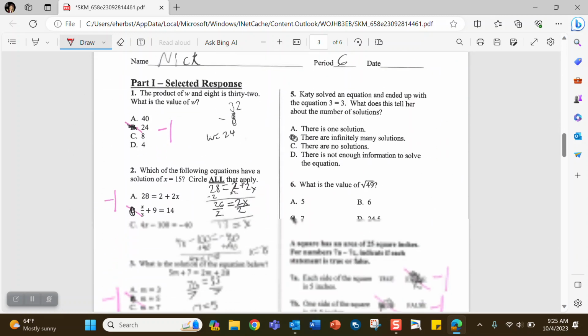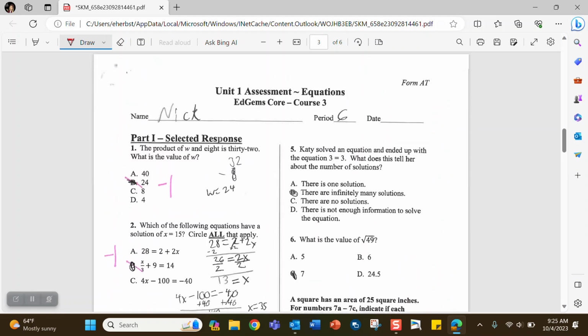Okay, let's move on to the multiple choice. Number 1 says the product of W and 8 is 32. Remember here that product means multiplication. So we should have written an equation that looks something like this: 8W equals 32. The product of W and 8 means we're multiplying those two things together. When we multiply a letter and a number, we put the number in front. So 8W, that's the equal sign, and then 32. We should have been dividing both sides by 8 to get that W equals 4.